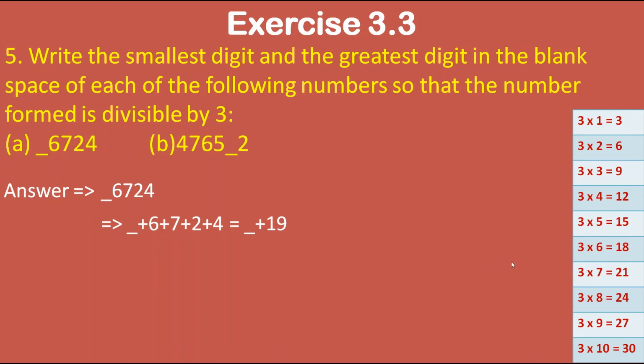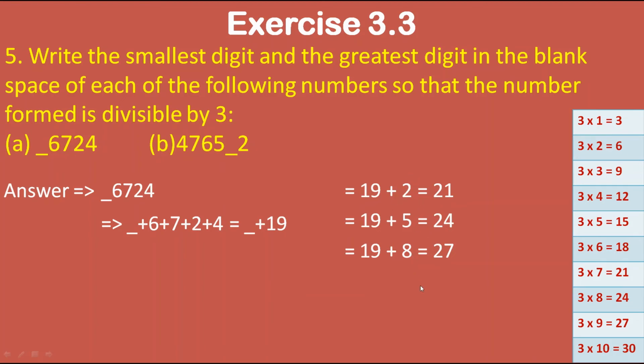Above 19 we have these multiples. To get 21 as the answer, we should add 2. To get 24 we have to add 5 to the 19. To get 27 we have to add 8. We can't get 30 because to get 30 we would have to add a 2-digit number. So these 3 possibilities are there to get a multiple of 3. So in the blank space, only one of these 3 numbers should be there.